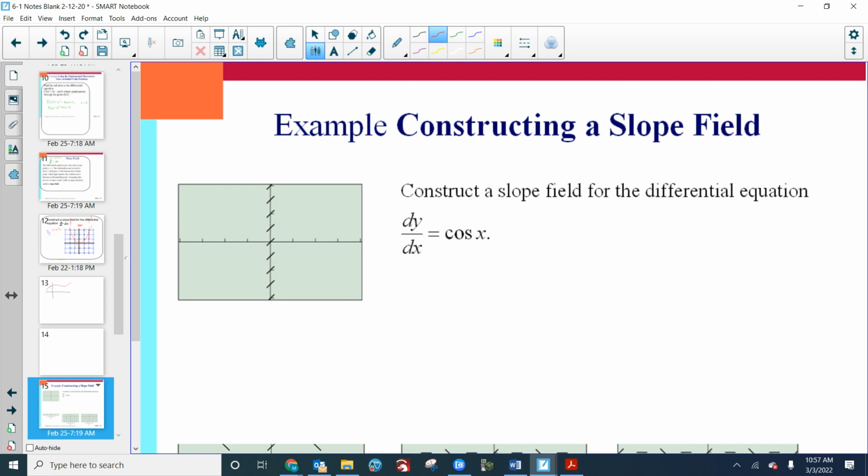So when you graph a slope field, all you're doing is sketching the slopes at the intervals they tell us. So this is 0. Let's call this pi over 2. What's the cosine of pi over 2? 0. So what am I doing? I'm graphing little tangent slopes of 0 vertically at pi over 2. Let's call this pi. What's cosine of pi? Good, -1.